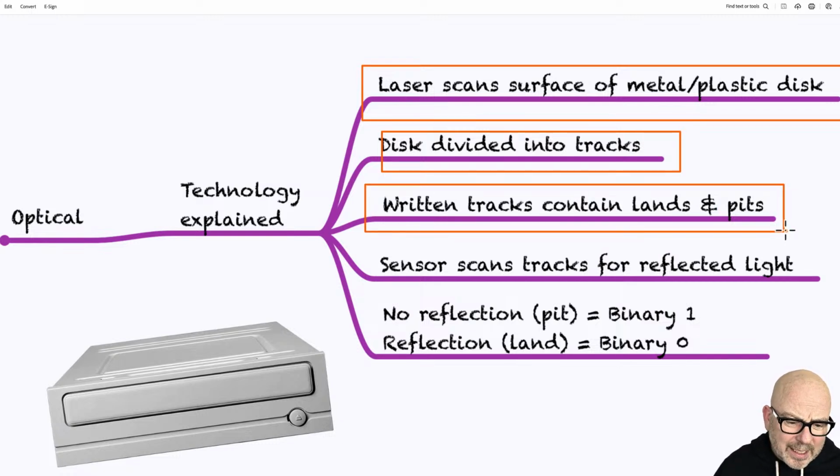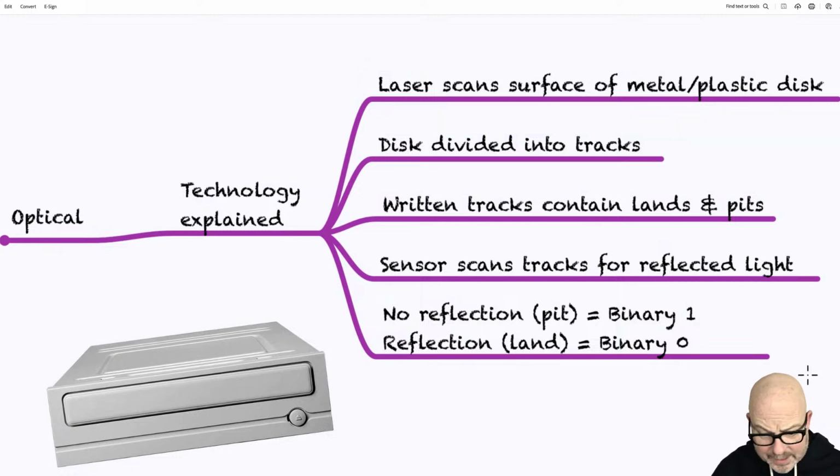The tracks contain lands and pits, little indentations in the CD or the DVD. Where there is an indentation, that would be a 1, and where there isn't an indentation, there's a 0. And a sensor, a little laser, scans it, and so it can tell whether it's got those little indentations, little dents. Okay, no reflection, 1; reflection, 0. So that's how it works. All right, we're making very good progress.